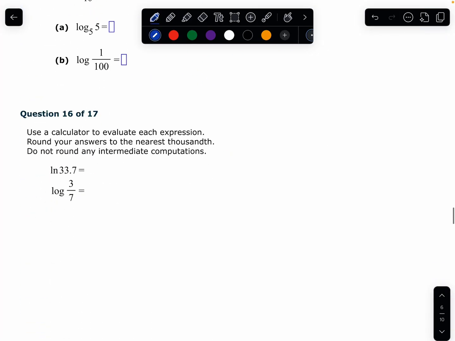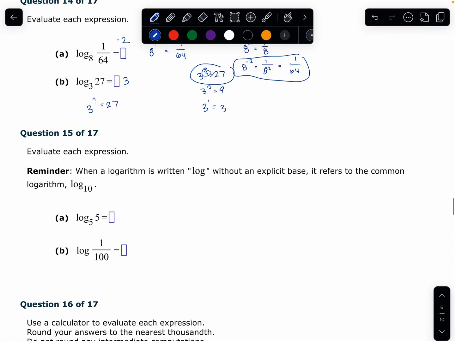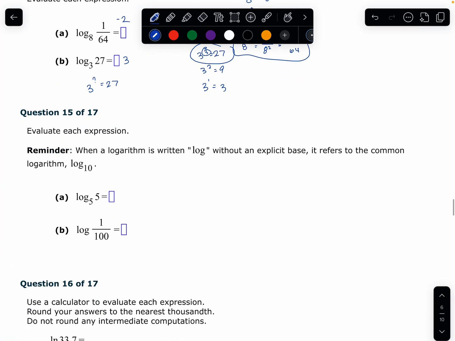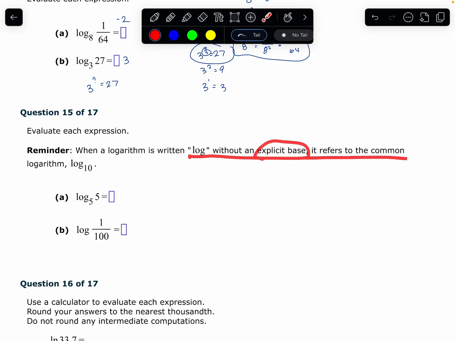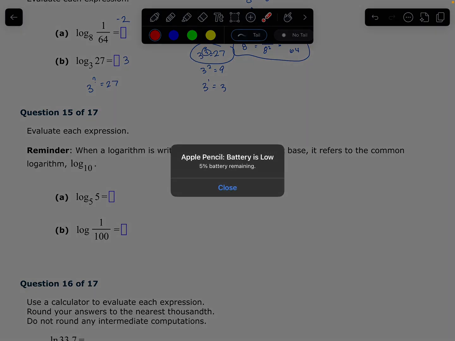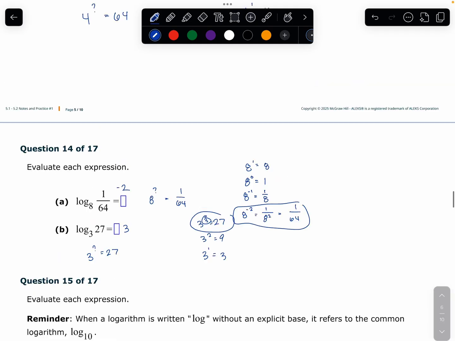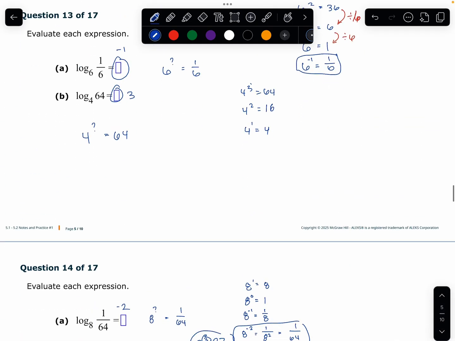All right, these should actually be the last couple questions. So for question 15, evaluate each expression. Reminder, when a logarithm is written as a log without an explicit base, it refers to the common logarithm. So this is the other logarithm from before.